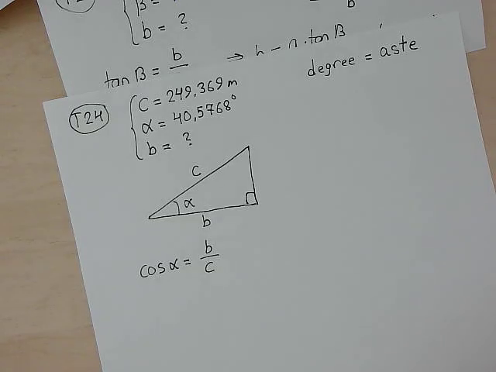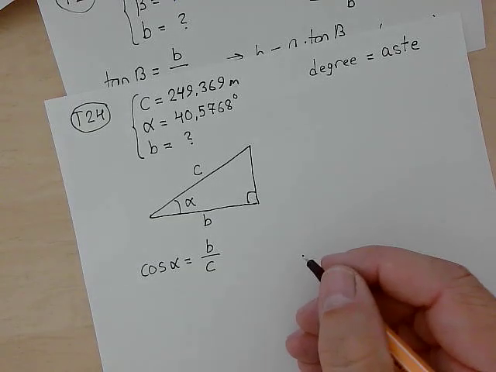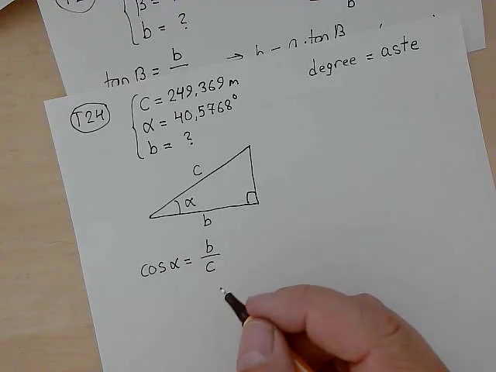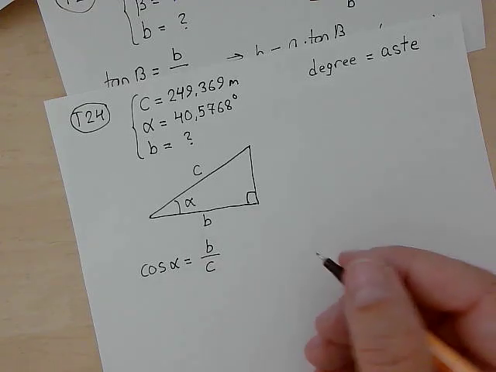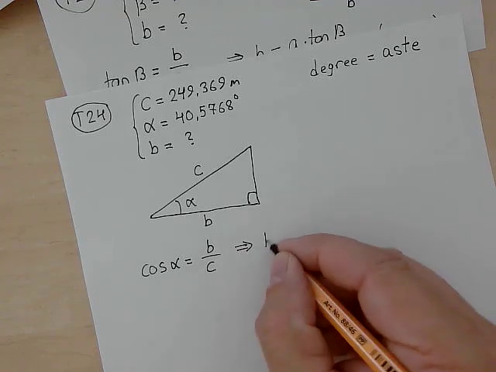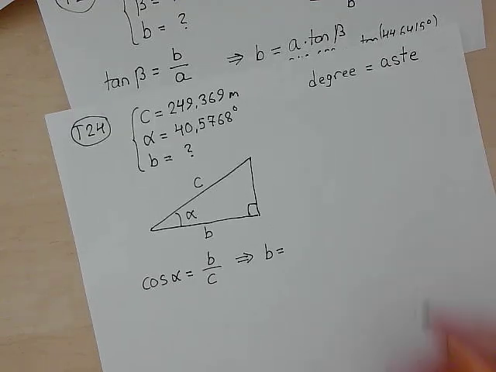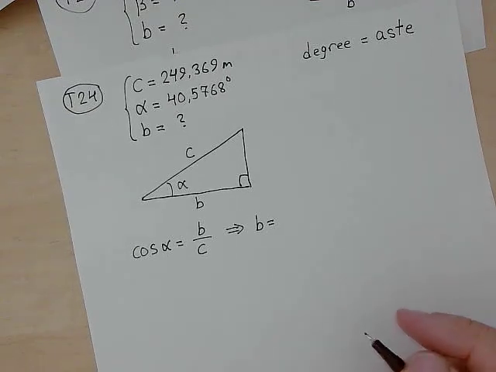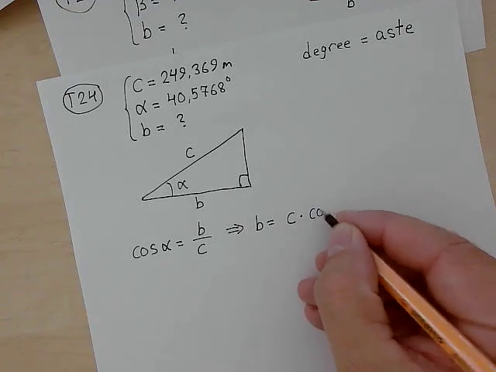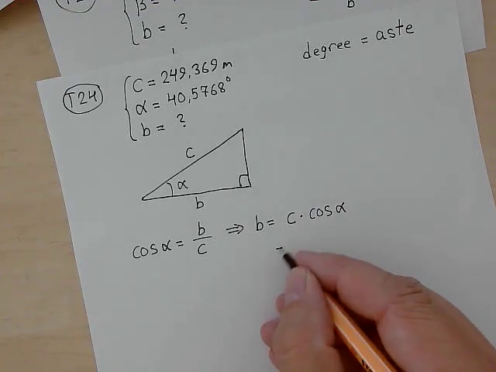And again we get the same result. We multiply with cosine C. C goes there and then this one will be the side. Right, now we get B the same way. It is in the same format, this formula. So B equals C times cosine alpha.